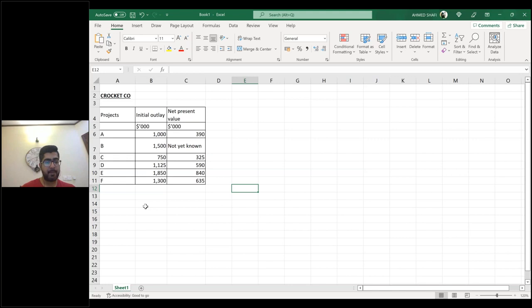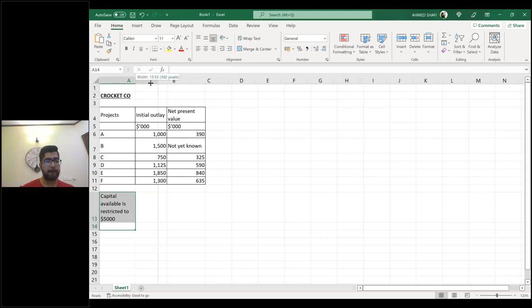Capital available is restricted to 5 million.